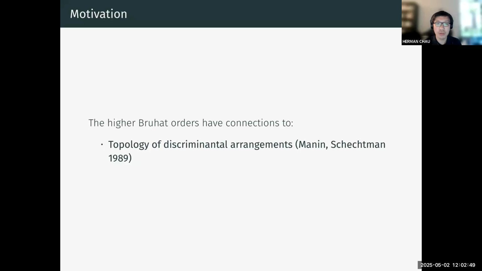So I'll first give a couple of related areas as some motivation for why people care about the higher Bruhat orders. They originated from a paper by Manin and Schechtman in 1989. In that paper, they talked about these specific hyperplane arrangements called discriminantal arrangements, which generalize the braid arrangements. Then they looked at paths from opposite points that cross through the hyperplanes and considered the topology. So that's where it started.